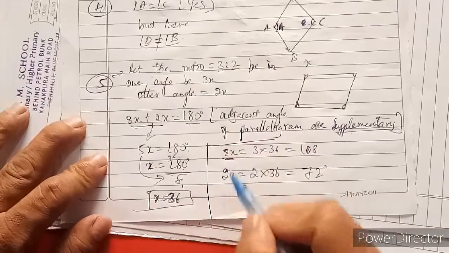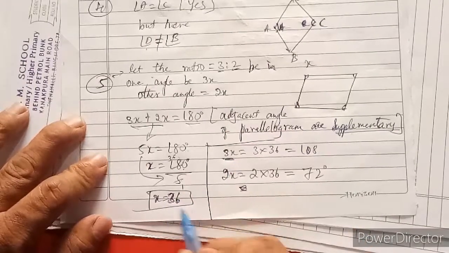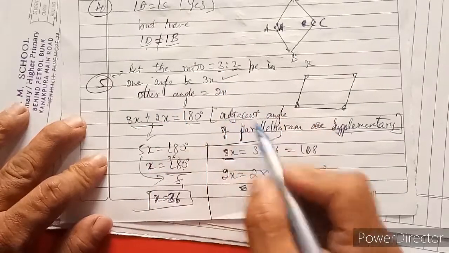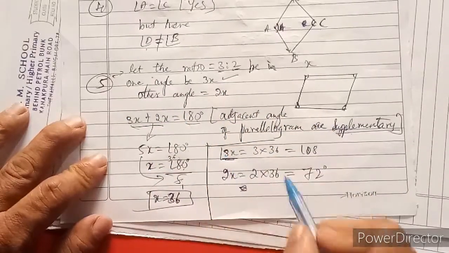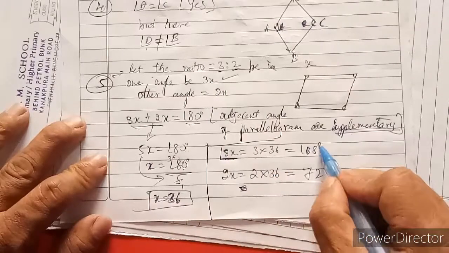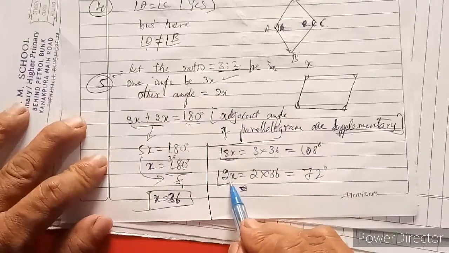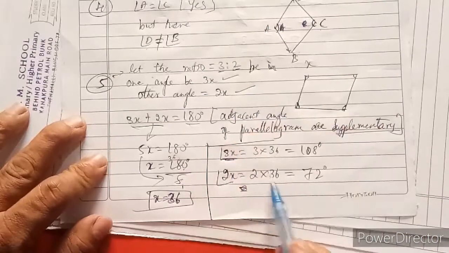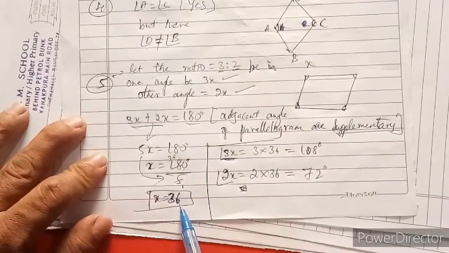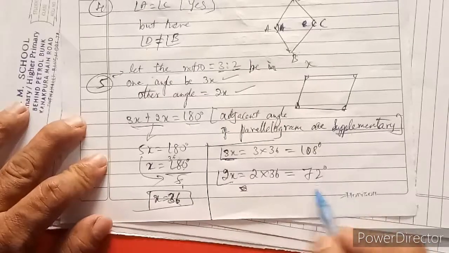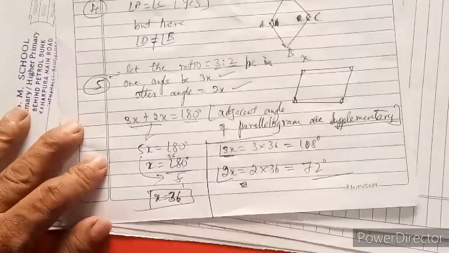x is 36 degrees, and the first angle is 3x, 3 into 36, 36 threes are 108. Similarly the second angle is 2x, 2 into the value of x we have got from here, so 2 into 36, 36 twos are 72, that is the second angle we got. Understood?